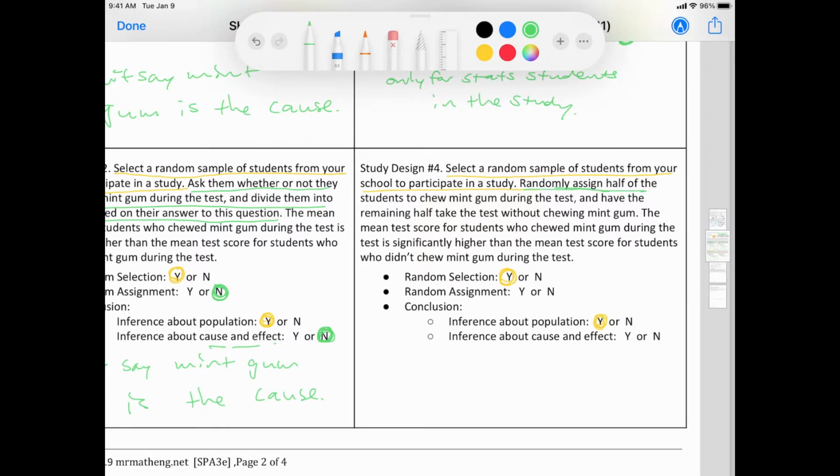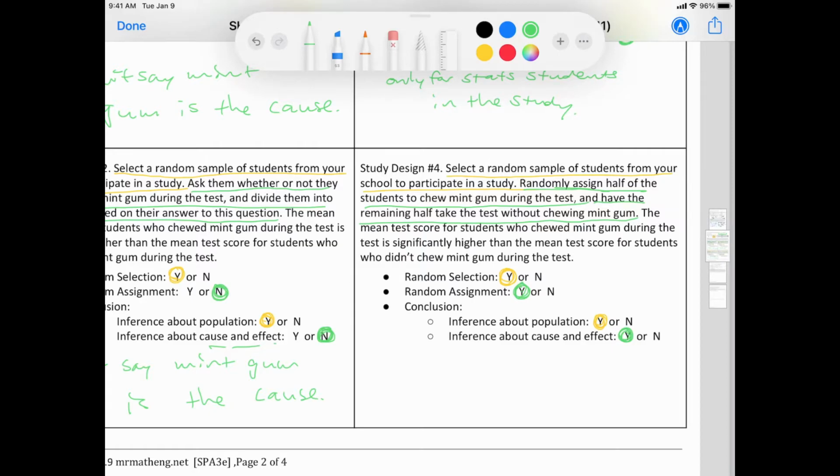Randomly assign half of the students to chew gum during the test, and the remaining half won't chew gum. Okay, that's good. Do we have a random assignment? Did we put them into groups? Yes, we did. So now we can make an inference or conclusion of the cause and effect.